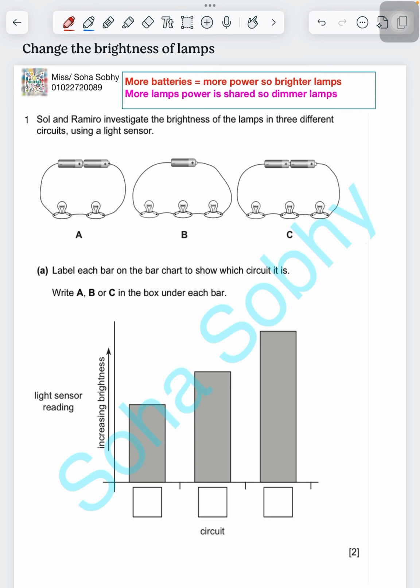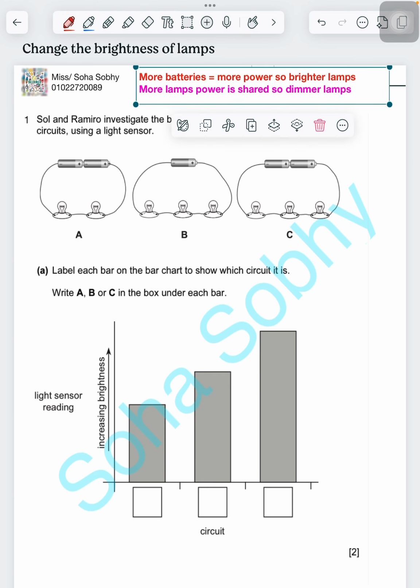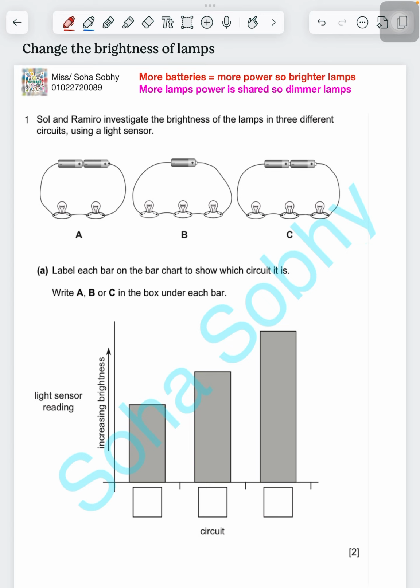Here, more batteries, more power, so brighter lamps. But more lamps, power is shared, so dimmer lamps. Let's count the components together. Here we have 2 batteries and 2 lamps. Here we have 1 battery and 3 lamps. Here we have 2 batteries and 3 lamps.